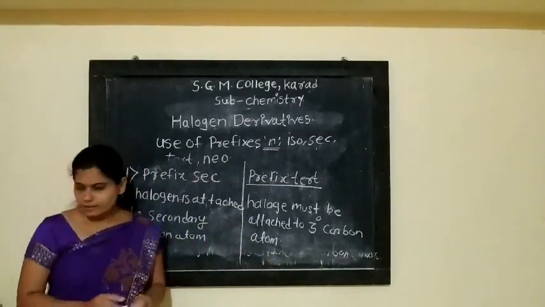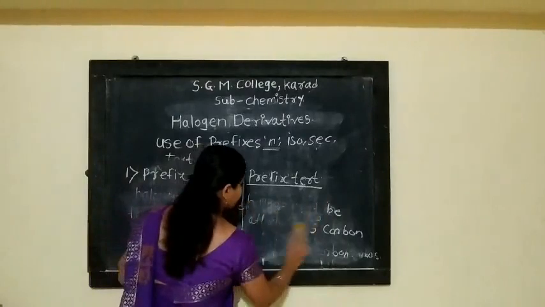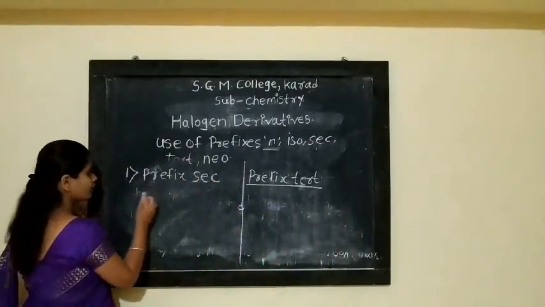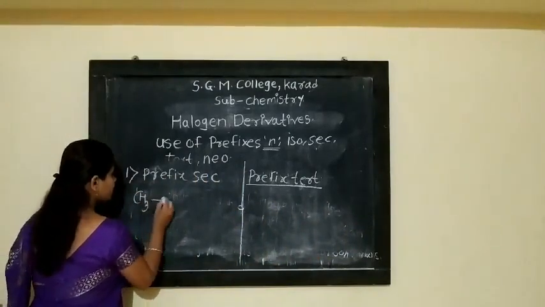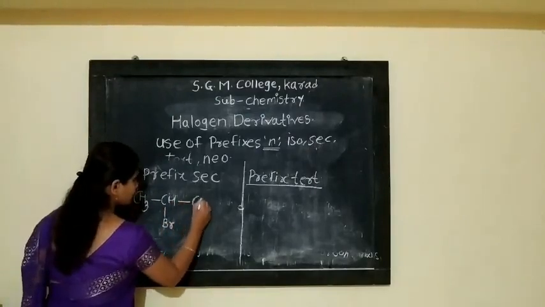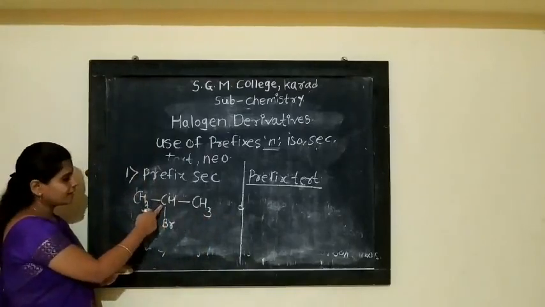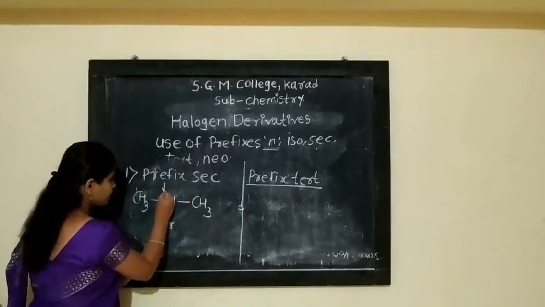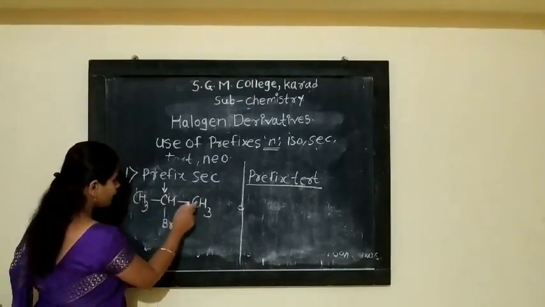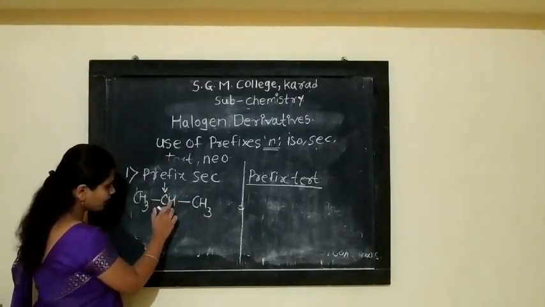Here we take some examples. Example of the prefix secondary. When to use prefix secondary? CH3, CH, Br, CH3. Here, this carbon is a secondary carbon atom because it is attached to two more carbon atoms, and this bromine is directly attached to this secondary carbon atom.